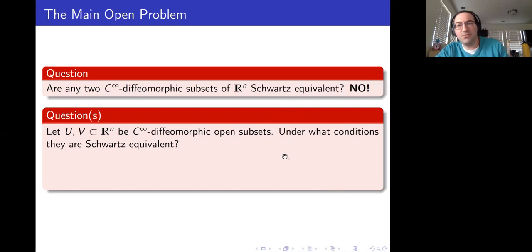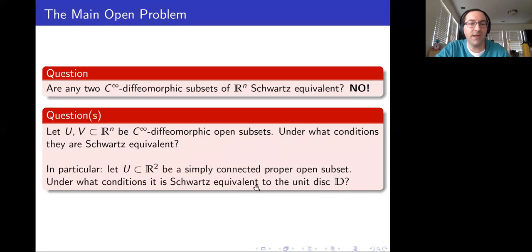This question seems maybe too difficult, but as a first stage, we'll be happy with this: let's take a simply connected open proper subset of the complex plane. We know it's C infinity diffeomorphic to the unit disk, but under what conditions is this set Schwartz equivalent to the unit disk? So this is the first question we would like to answer. I don't know how to answer it yet, but okay.